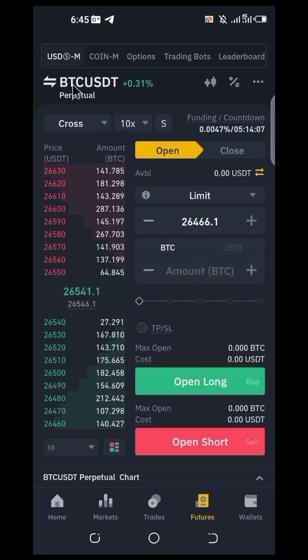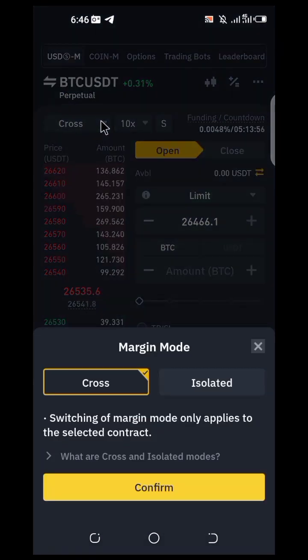So now, after selecting the type of currency pair you want to trade, the next tab you're going to see is the margin mode. So this is the margin mode. When you click on it, we have two types of margin mode. We have the cross margin mode and we have the isolated margin mode.